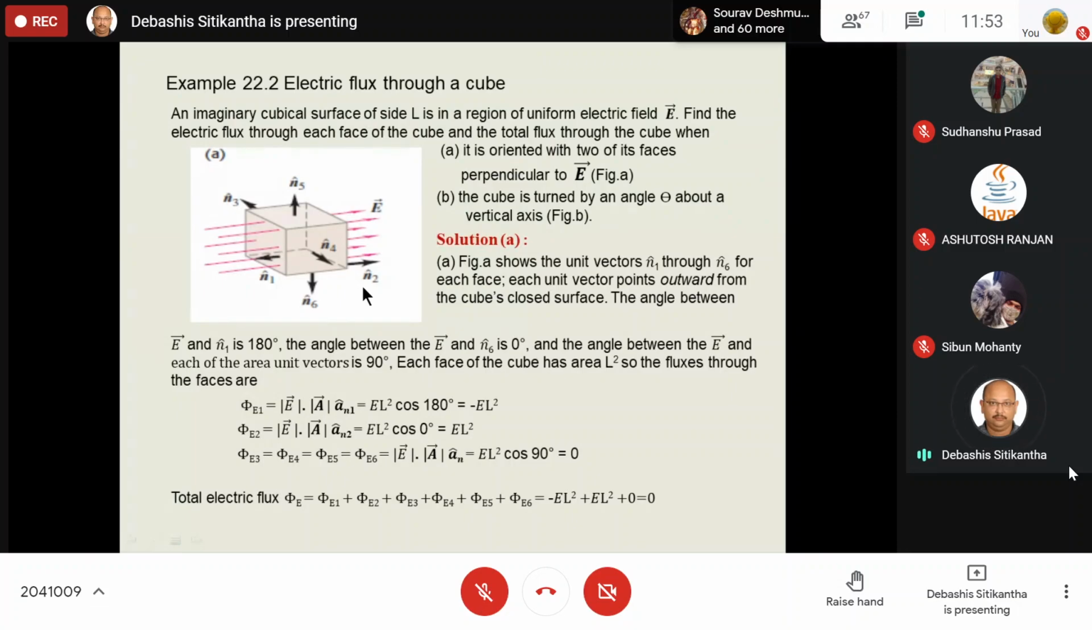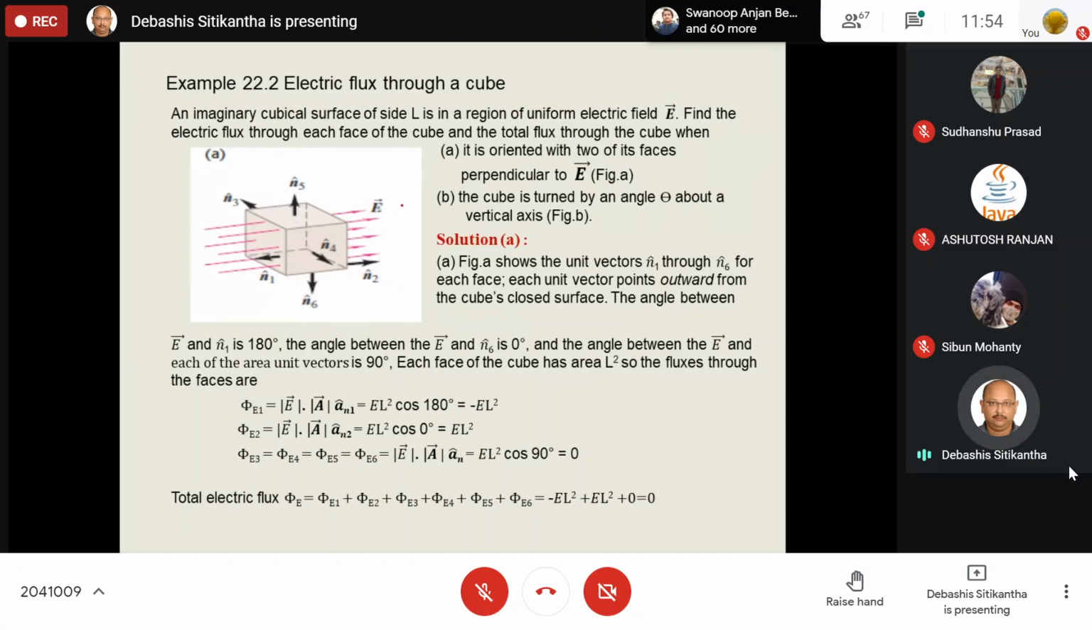Now, here is one important thing. Even though it is beyond the scope of your syllabus, let me tell you a very interesting thing. Particularly when you are asserting how much flux is coming out or entering, you have to see it as a whole. You have to see the whole scenario.